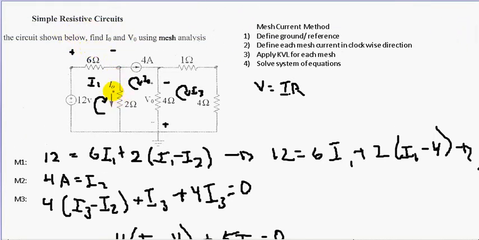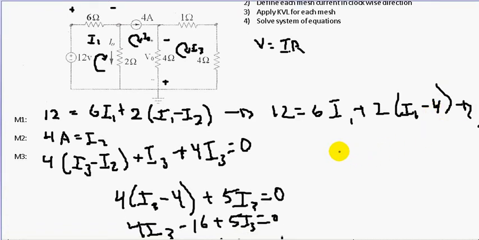What is I/O? Well, I/O is going down through this 2 ohm resistor, which is a combination of I1 and I2. But which one goes first? Which one do we subtract first? Well, we take our mesh current, the one that's in the same direction as I/O, and subtract it from the other mesh current. So we have that I/O is equal to I1 minus I2.